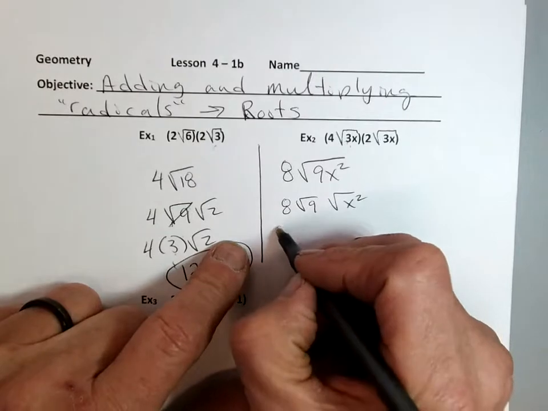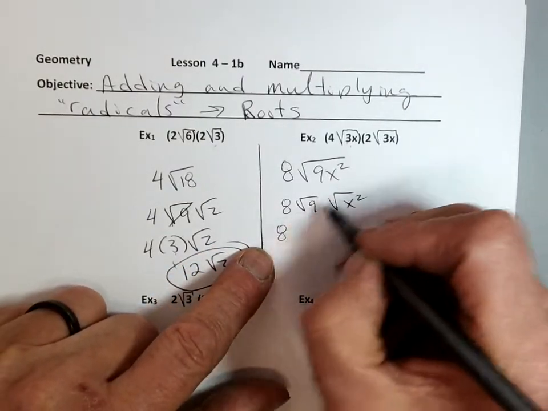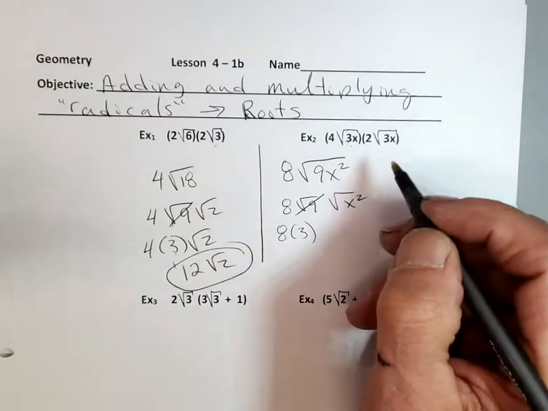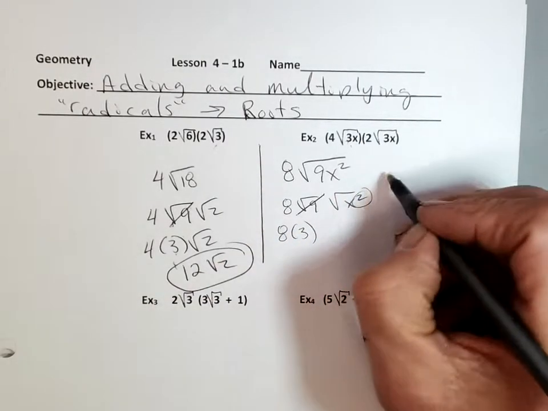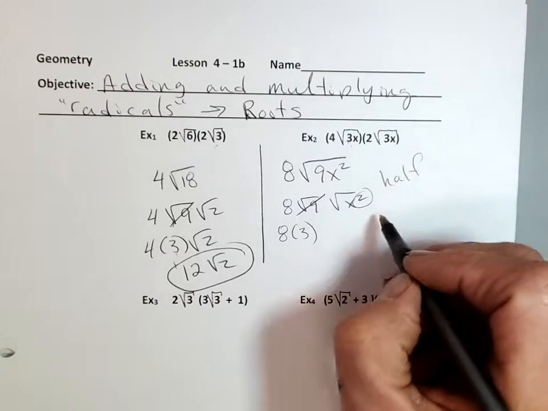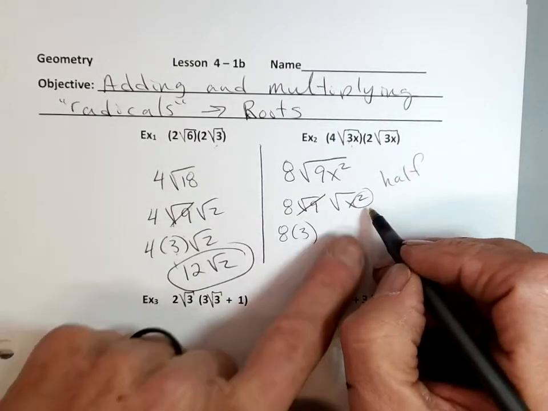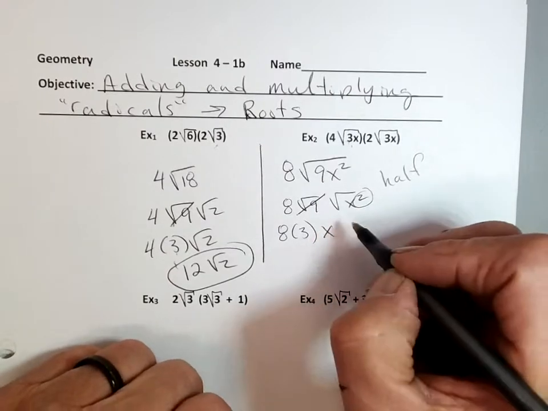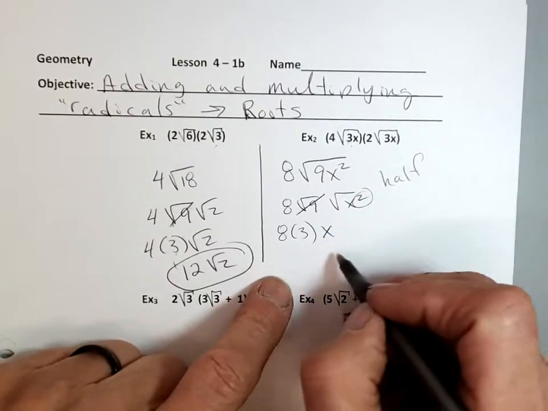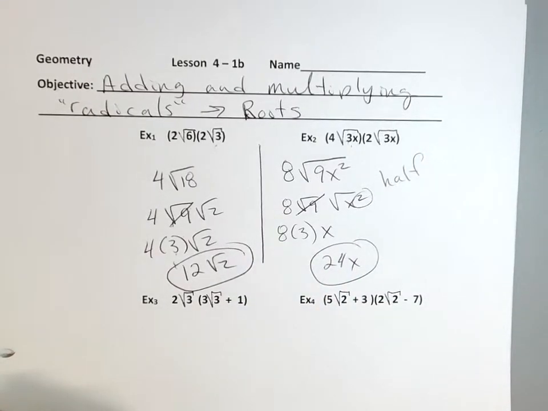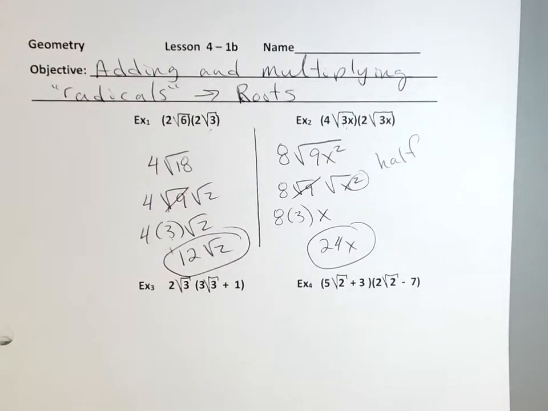So if I take the square root of 9, right, that is 3. So I've got my 8 times my 3, plain old 3. And I'm going to take half of my exponent because x times x makes x squared. So the square root of x squared is just an x. 8 times 3 is 24x. Okay, example 3. How am I doing so far?